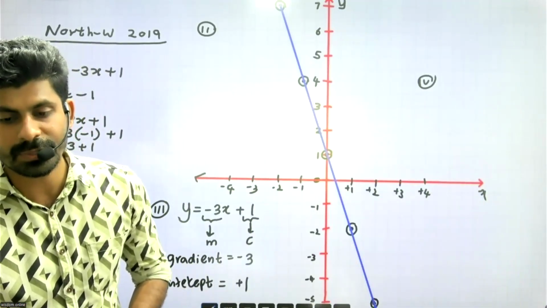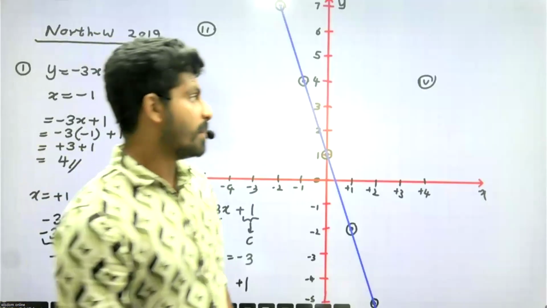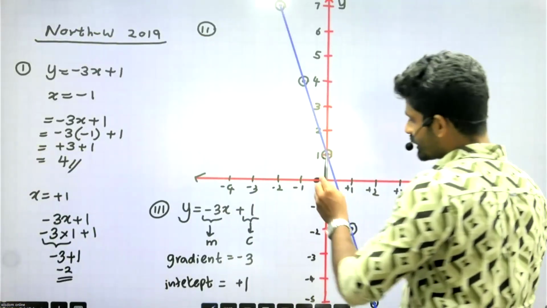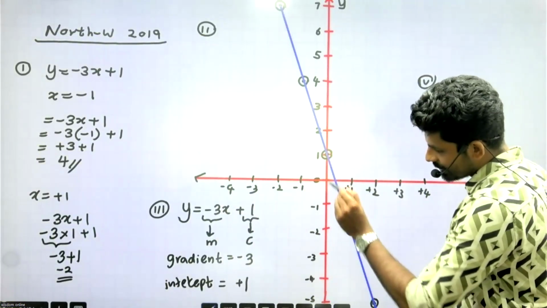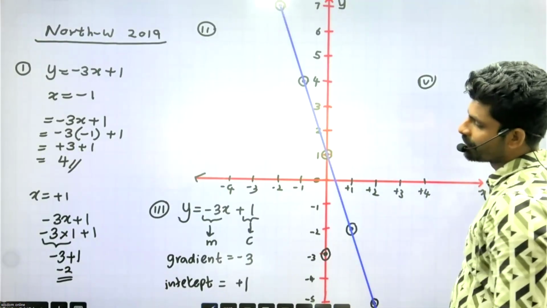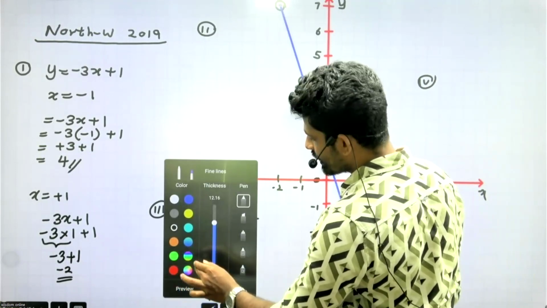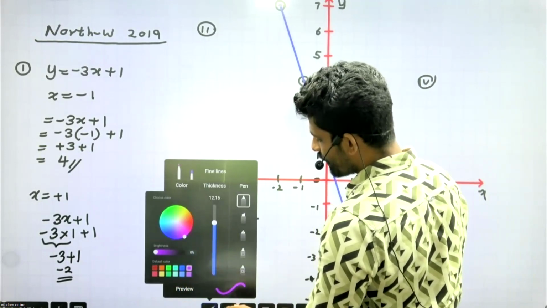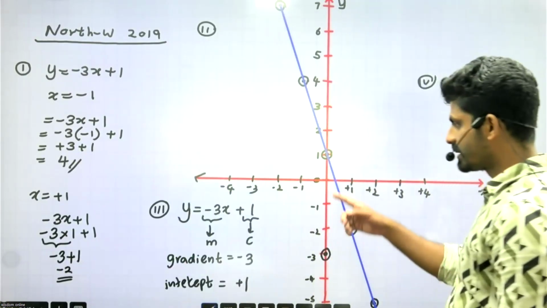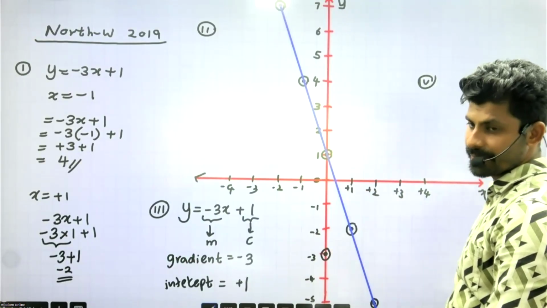Let's quickly move to the next one. Question number 4. Draw the graph parallel to the above graph and pass through 0, minus 3. 0, minus 3 means going through this point. I'm going to use another color. On 0, minus 3.